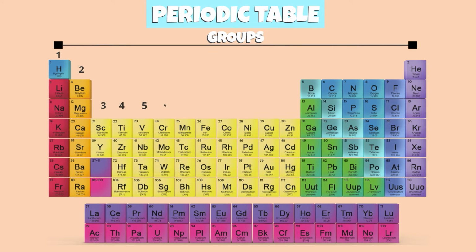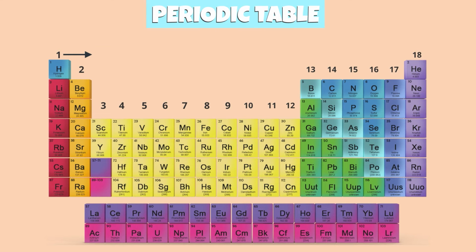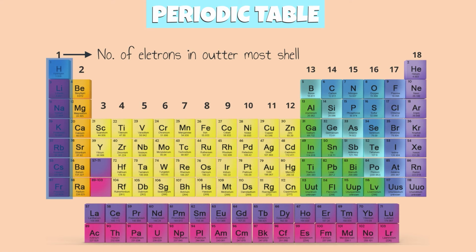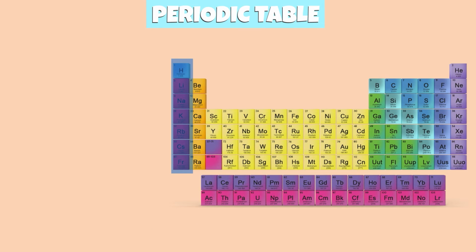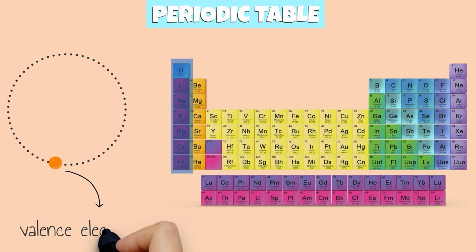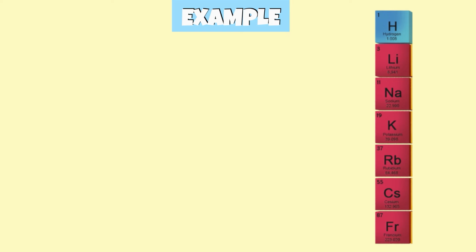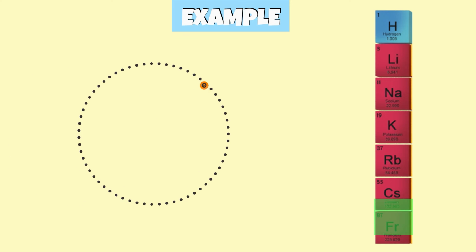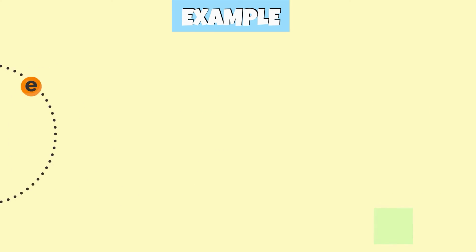Elements are arranged in vertical columns in the periodic table called groups. There are 18 groups or columns in the periodic table. Elements within each group have the same number of electrons in their outermost orbital or shell. These electrons are also known as valence electrons. For example, elements in the first group, hydrogen, lithium, sodium, and all of the elements in this group have only 1 electron in their outermost orbital.